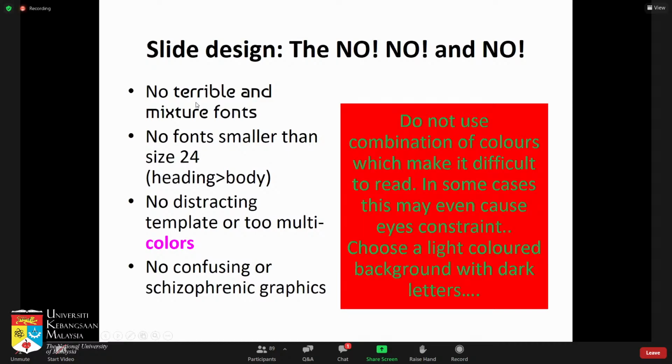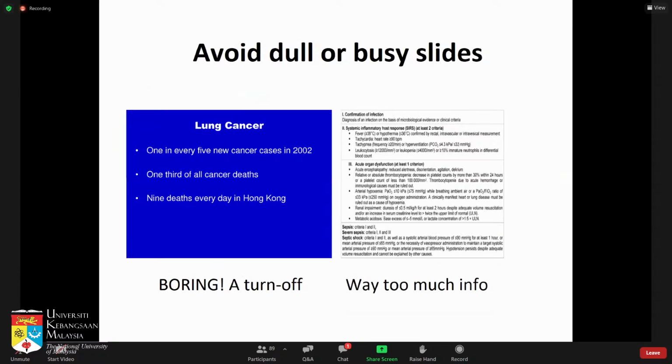Don't use Times New Roman, and then use this and it will be upside down. The fonts on the slide should be size 24 or above, for both heading and body. And do not distract with too much color. You think it's good, but it's actually terrible. And of course, no schizophrenic graphics, which are haywire, where you don't know what's going on. Okay, so that is a thing that you need to know.